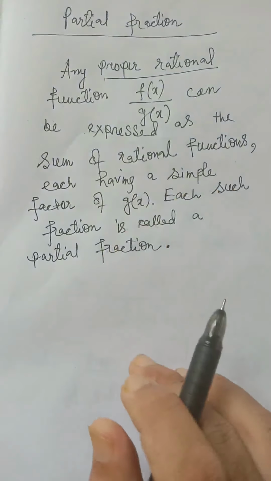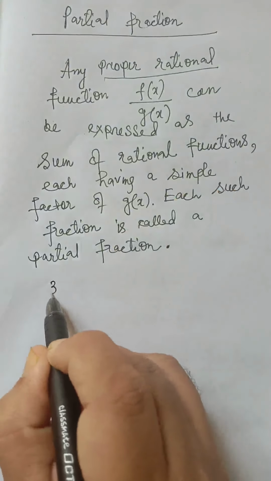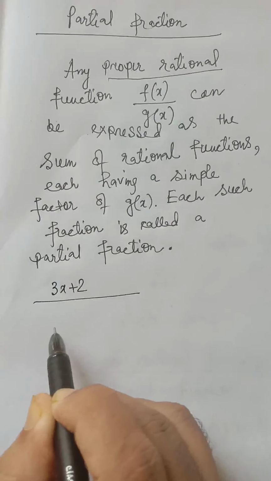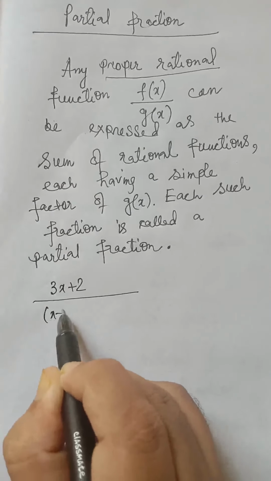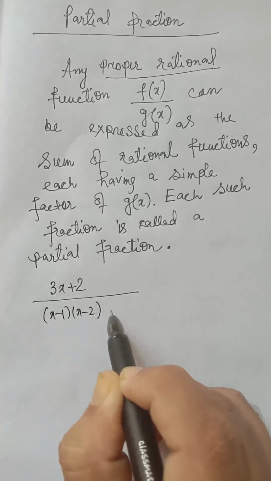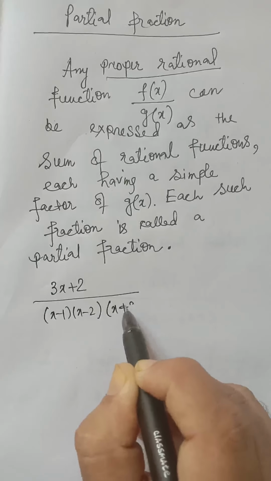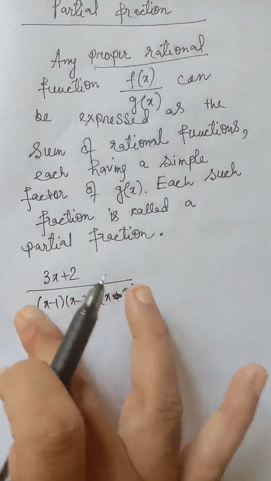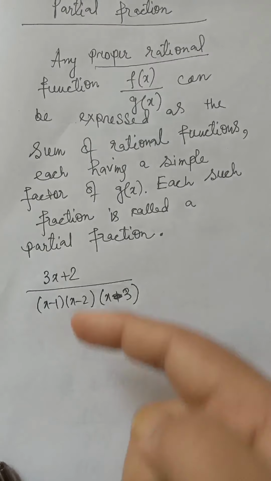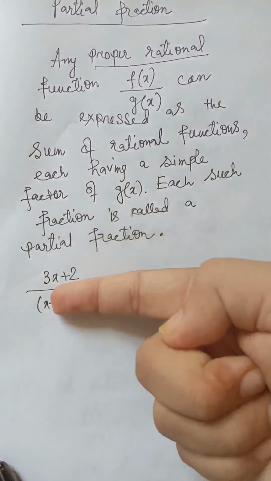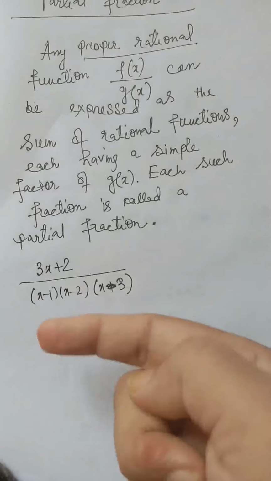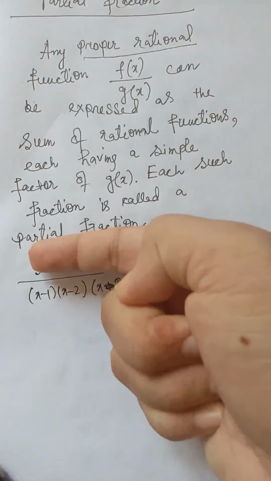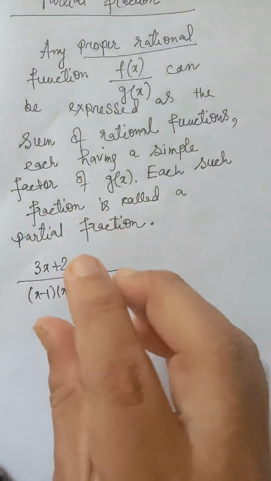This is a very simple idea. Let us consider this fraction (3x + 2) divided by (x - 1)(x - 2)(x - 3). Clearly, this is a proper rational function. Here the degree of numerator is 1 and the degree of denominator is 3, since x into x into x, the highest power of x in the denominator is 3. So the degree of numerator is less than the degree of denominator. This is a proper rational function.